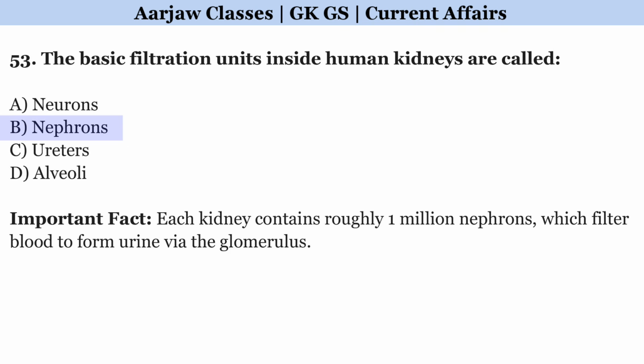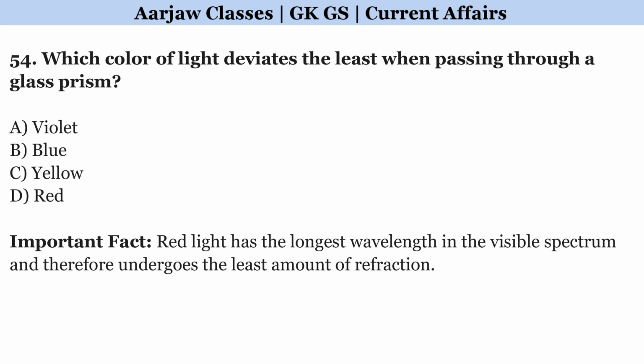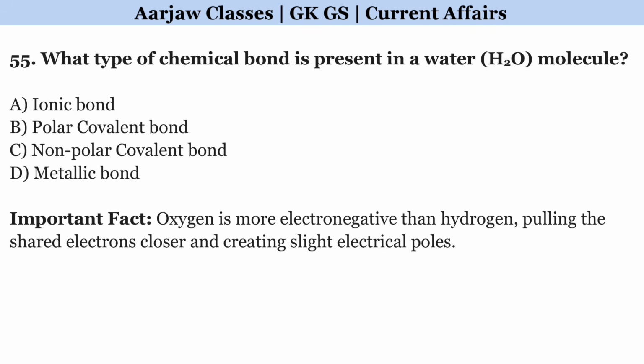Correct option is B. Nephrons. Which color of light deviates the least when passing through a glass prism? Correct option is D. Red. What type of chemical bond is present in a water molecule?